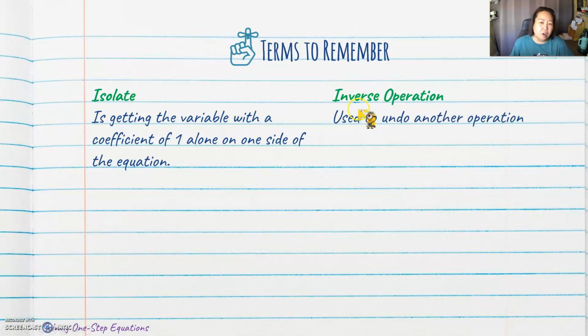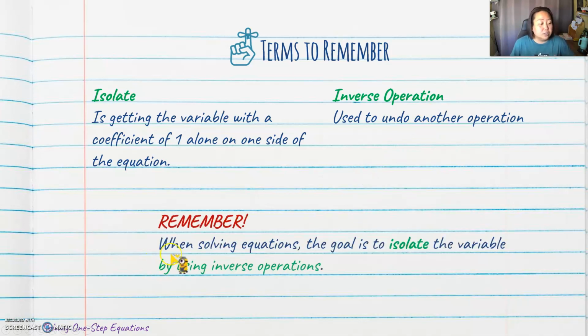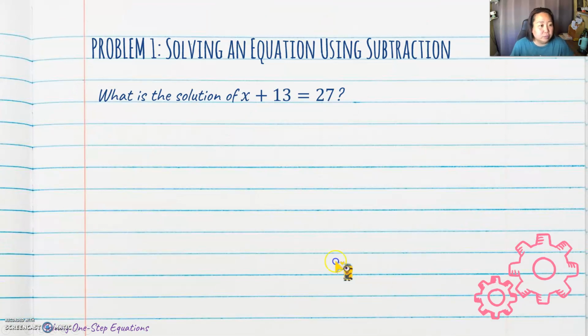And we use our inverse operations to be able to do the isolation. Why? Because inverse operations are used to undo another operation. So for example, subtraction is the inverse operation of addition. It undoes addition. Same thing for multiplication and division. They undo each other. Okay? So as I have mentioned, when we are solving equations, it is important to isolate the variable. And for us to be able to do that, we will be using the inverse operations. So let me give you some examples.